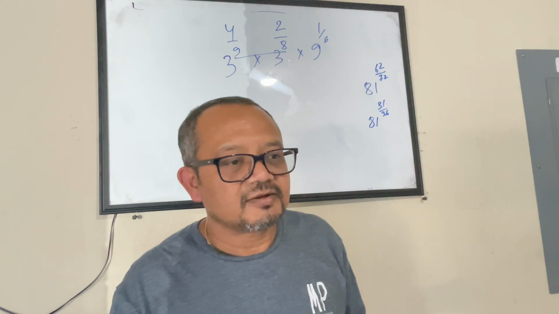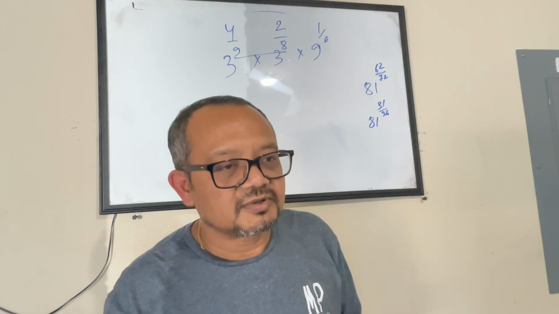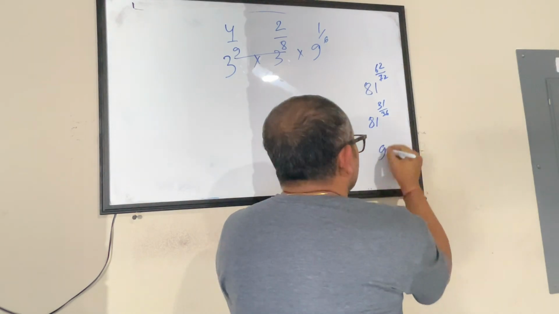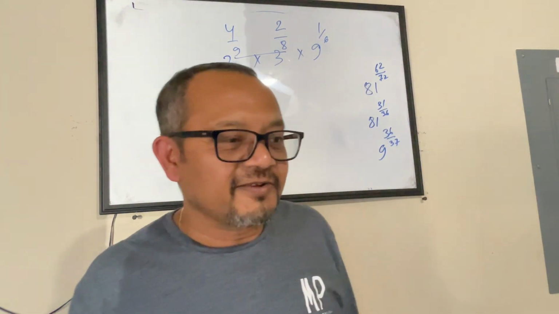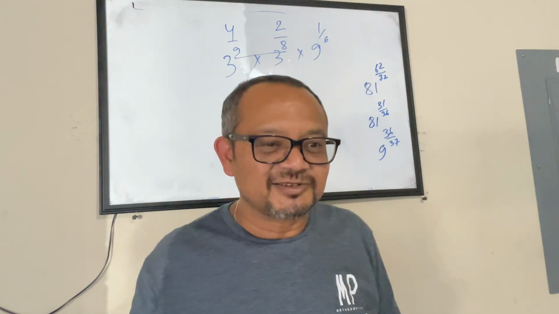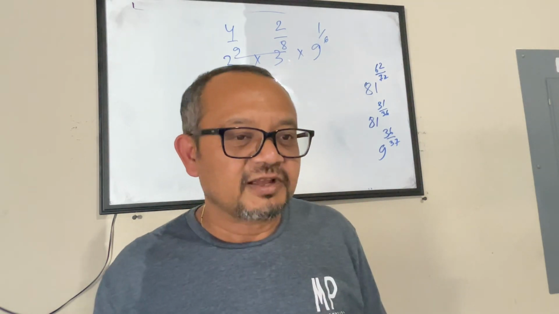I got like 9 to the power of like 36 to 37 or something like that. Okay. Around that. That is interesting. We are getting more diverse answers. Very nice. How about you, Tisha?